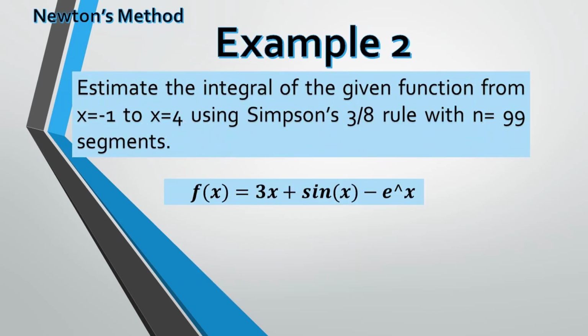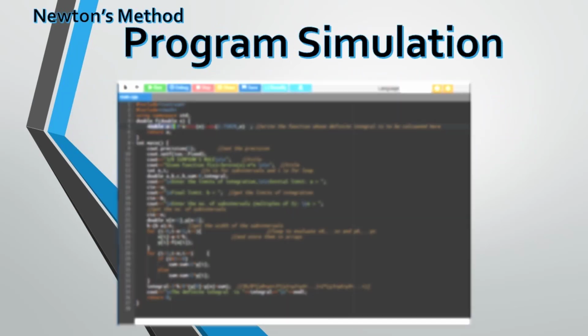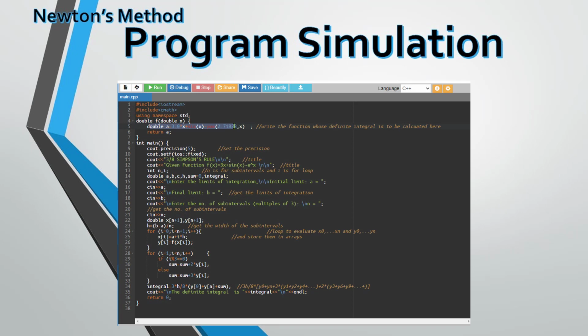Let's try to use the same program using a transcendental function example. Estimate the integral of the given function from x is equal to -1 to x is equal to 4 using Simpson's 3/8 rule with n is equal to 99 segments. The function of x given is 3x plus sine x minus e raised to the x. On the source code, I have already defined the function 3x plus sine x minus e raised to x.